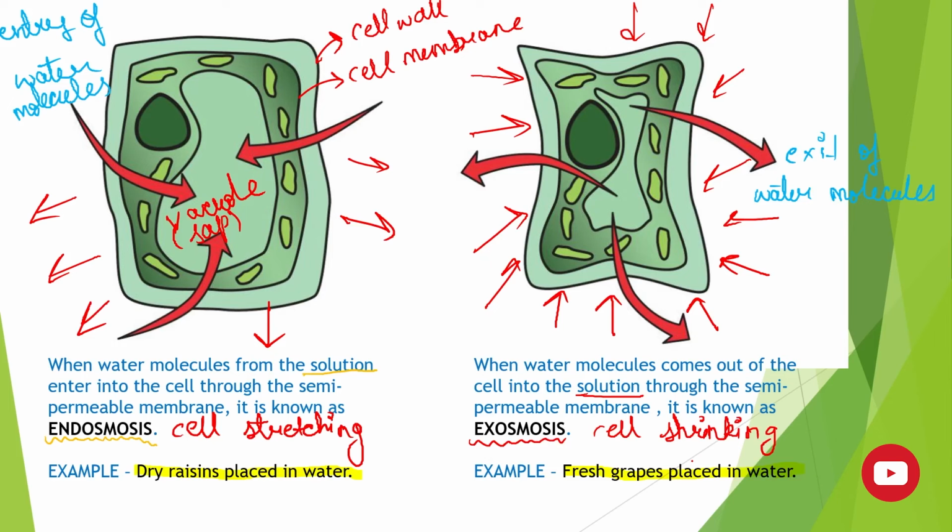Very simple definitions of endosmosis and exosmosis. When water molecules from the solution enter into the cell through the semi-permeable membrane, it is known as endosmosis, which involves the stretching of the cell or the bulging of the cell. You can say stretching or bulging.